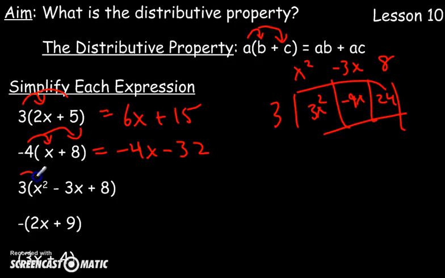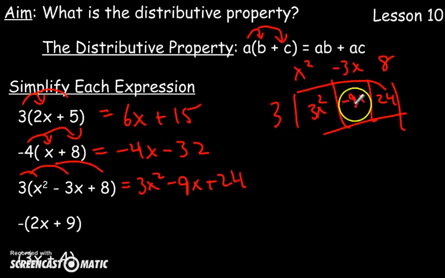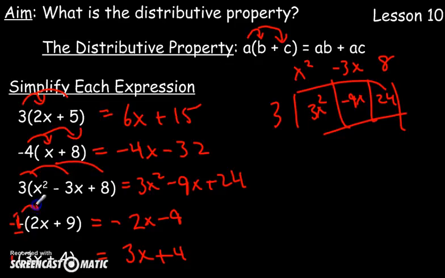So this is 3x squared, this is negative 9x, and this is 24. Same terms. Okay. Now, this confuses people a lot, the negative on the outside of the parentheses. If there's no number, just like when it comes to the variables, then the number is 1. So if there's no number here, this is 1, and in this case this is really negative 1. So the negative in this case is negative 1. So this is the same thing as negative 2x minus 9, and this is just 3x plus 4. Alright, so that's from multiplying each term inside.